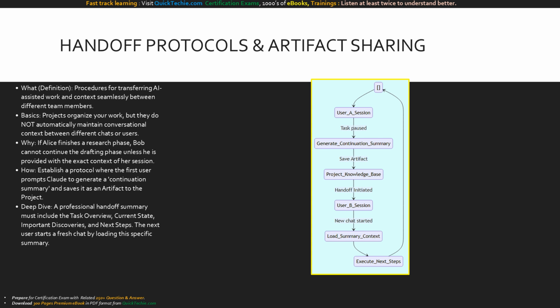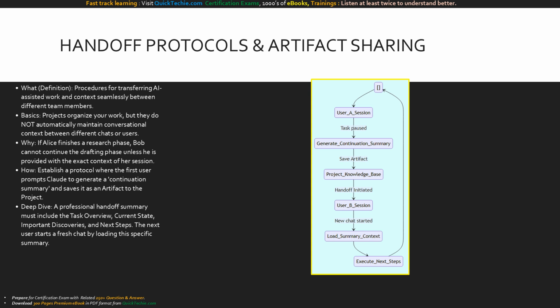How do we solve this? We establish a strict handoff protocol. Alice must prompt Claude to generate a comprehensive continuation summary and save it as an artifact in the project. Our deep dive reveals that this summary must include the task overview, the current state, and the next steps. Bob then opens his fresh chat and explicitly points Claude to Alice's summary to resume the work.